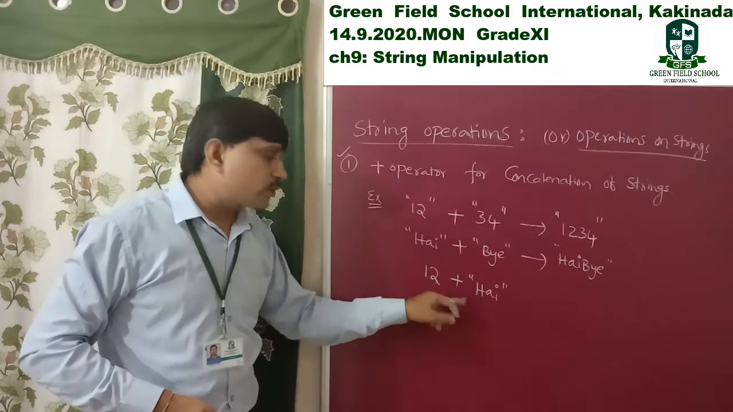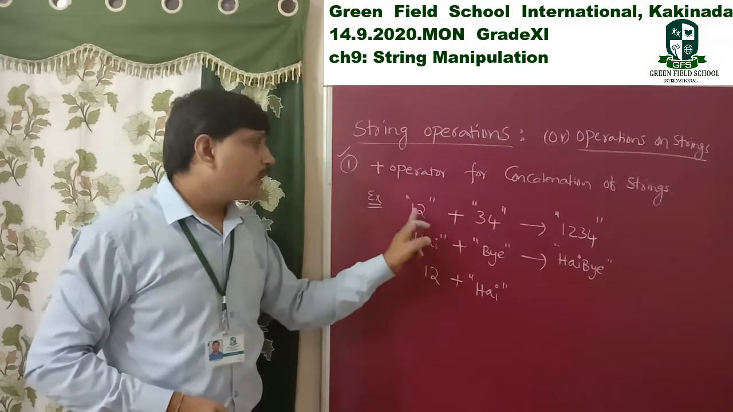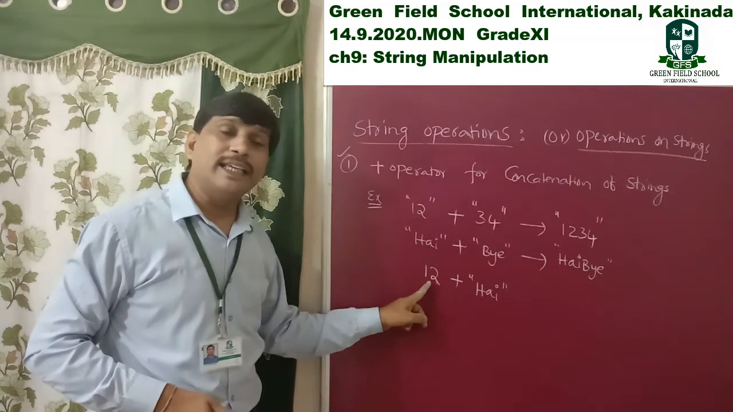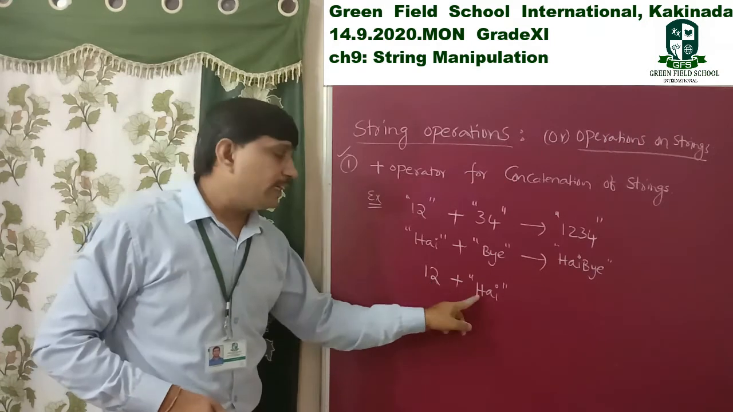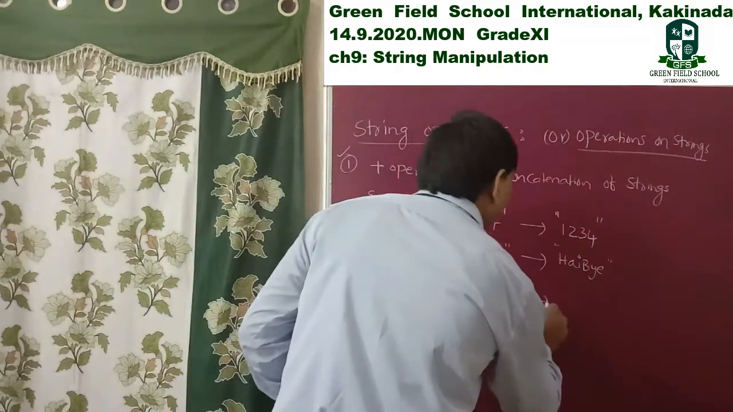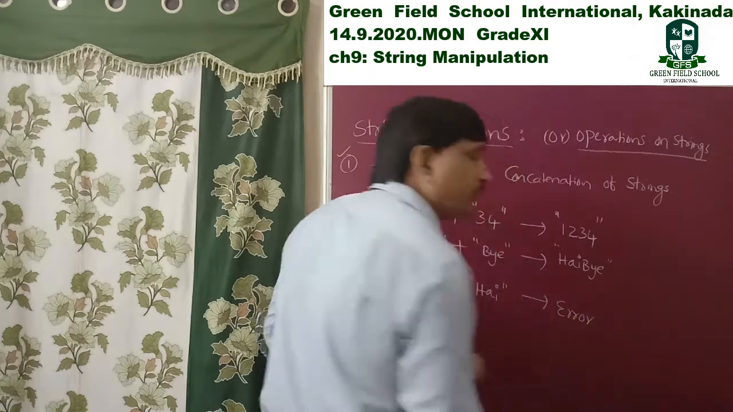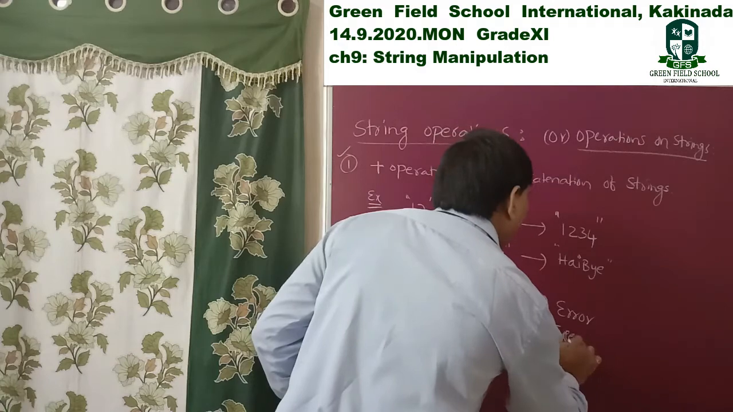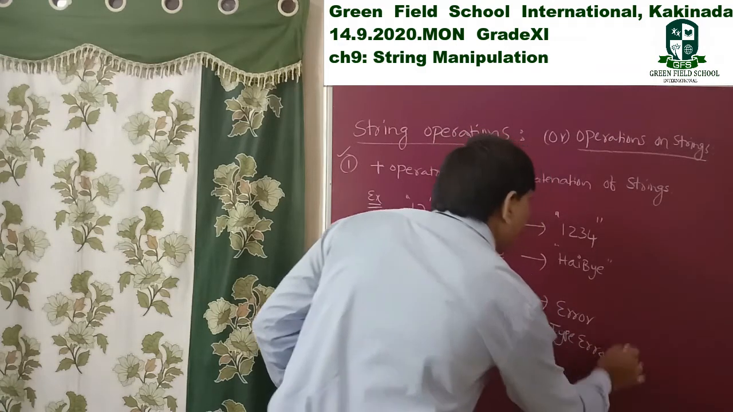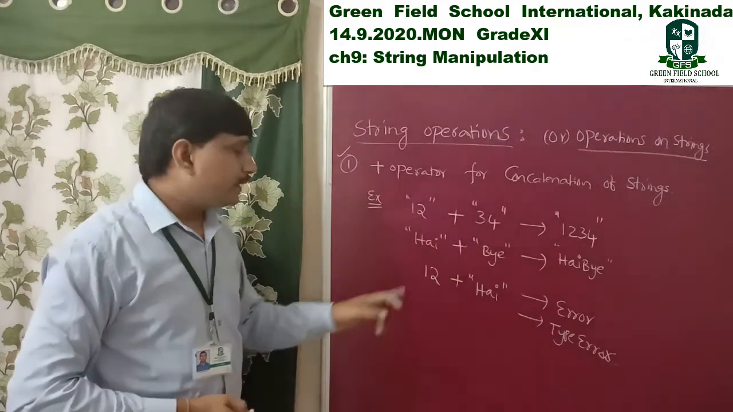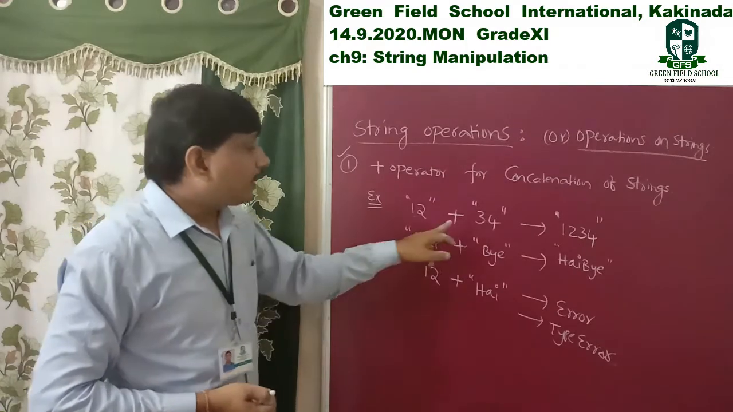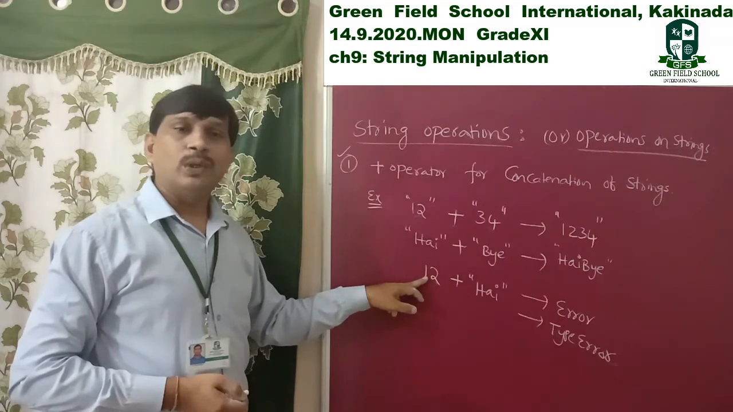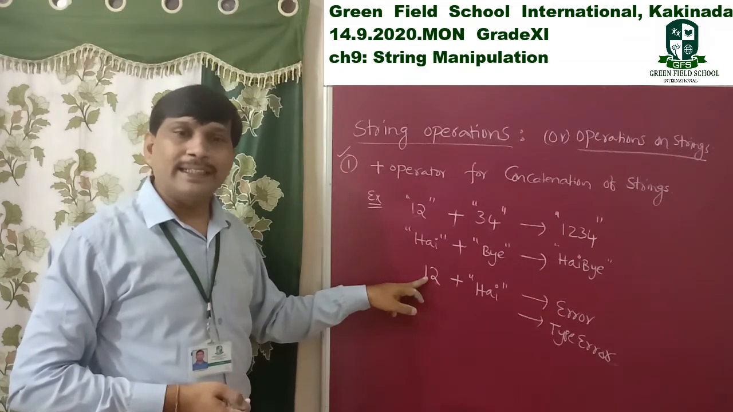We combine these two. We combine only two strings, joining only strings. But here it is an integer value, and this one is a string value. This returns an error. Which type of error? A type error, a data type error. It displays a type error. Why? Because we combine two strings, but this one is not a string. It is an integer value, so we cannot concatenate.